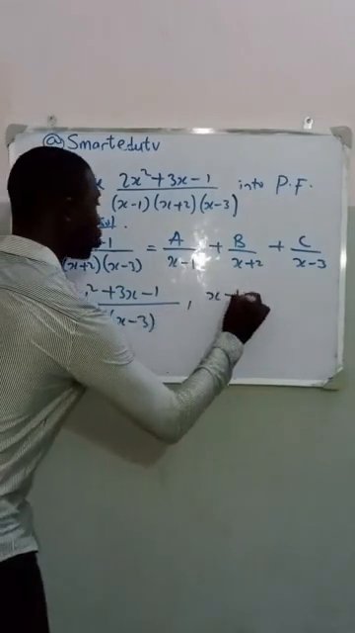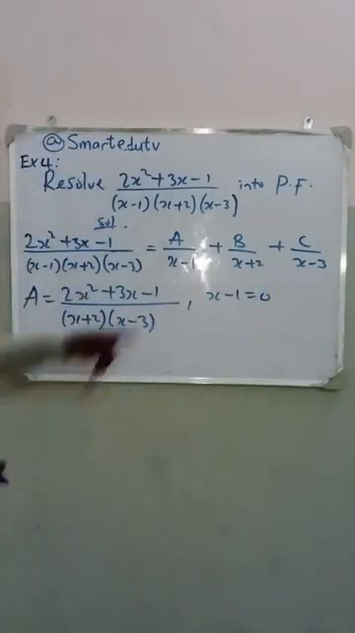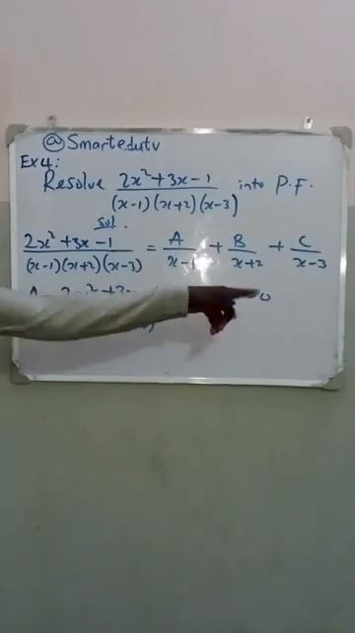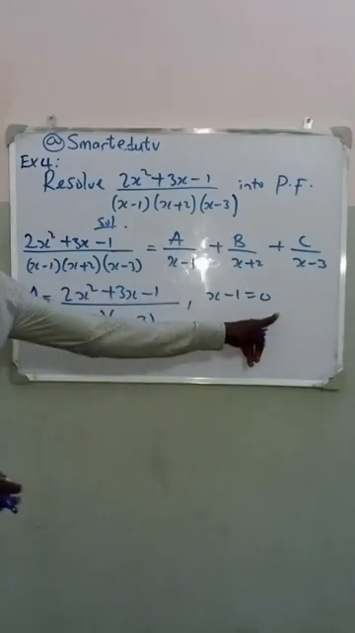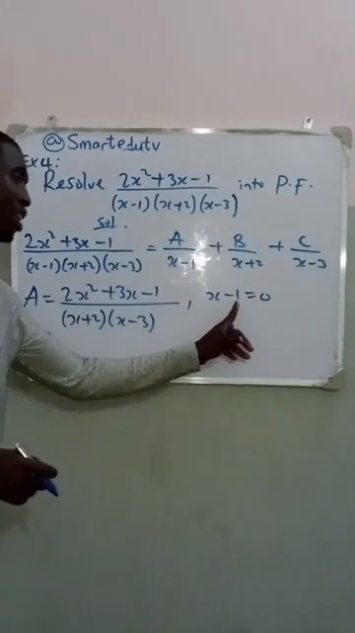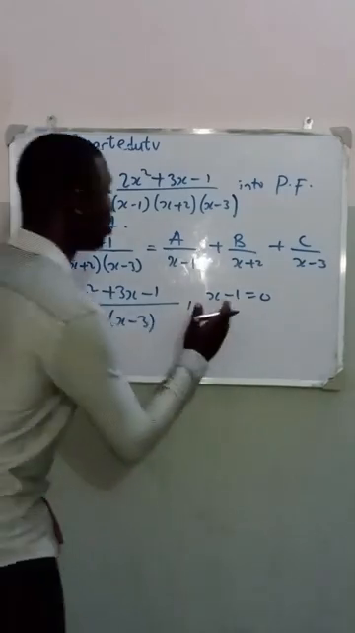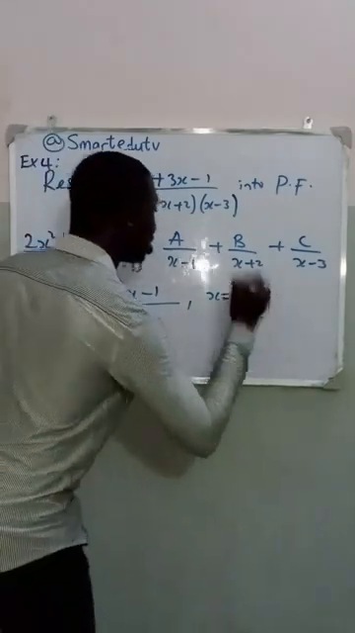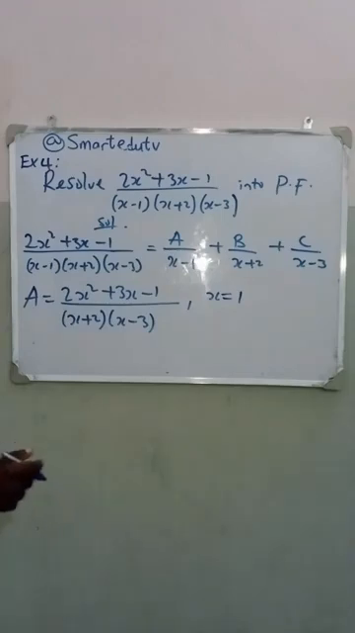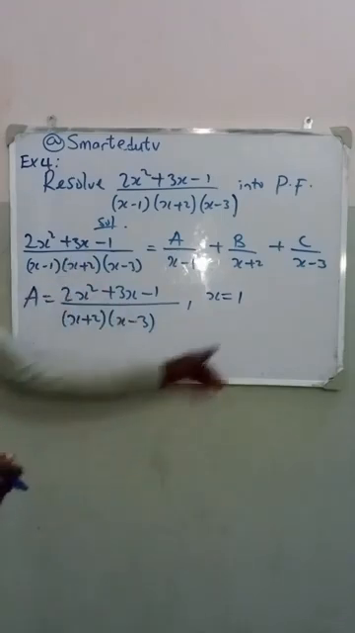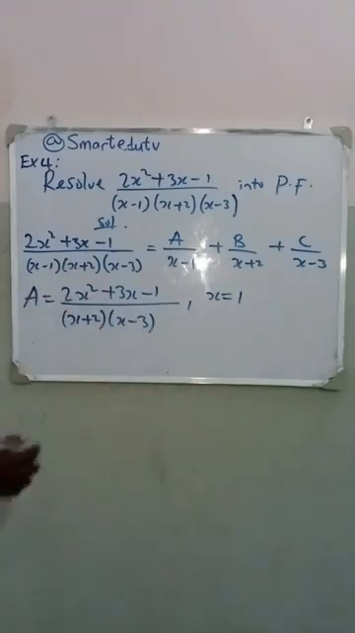At x minus 1 equals 0. If x minus 1 is equal to 0, it means that when minus 1 goes to the other side, it becomes positive 1, so x equals positive 1. So go back to this expression and, anywhere you see x, replace x by positive 1.